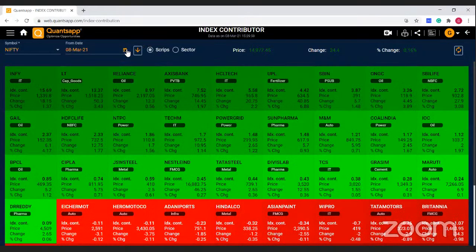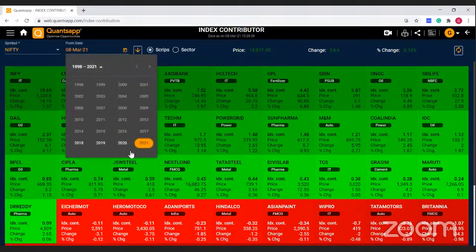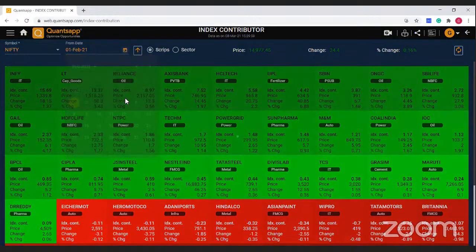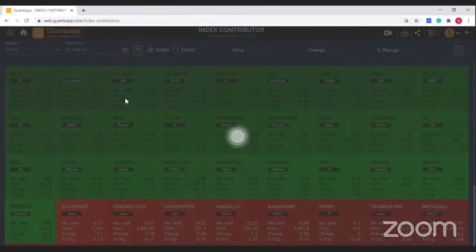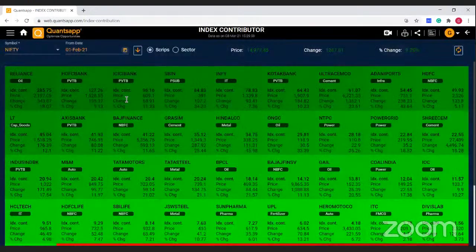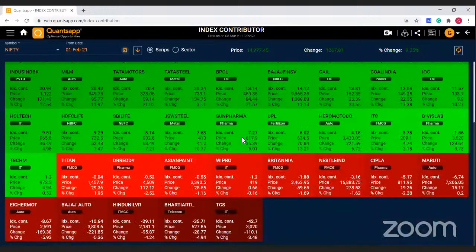Now the interesting part comes. Let's say I want to look from February 1st, the budget day, till today: how the Nifty has moved, how many points and how much percentage it has moved, and which stocks in the Nifty have gained or lost over that particular period.